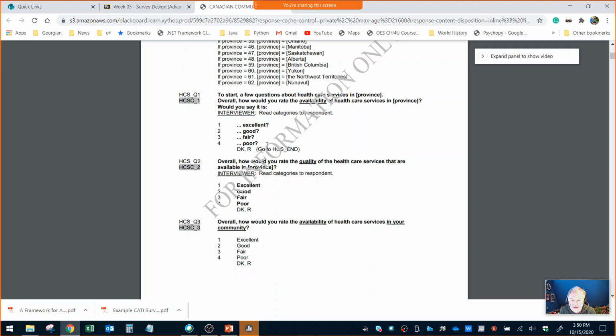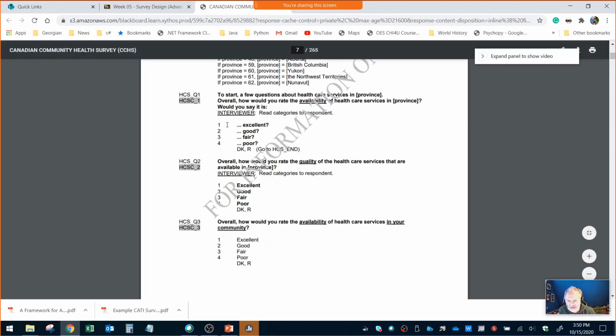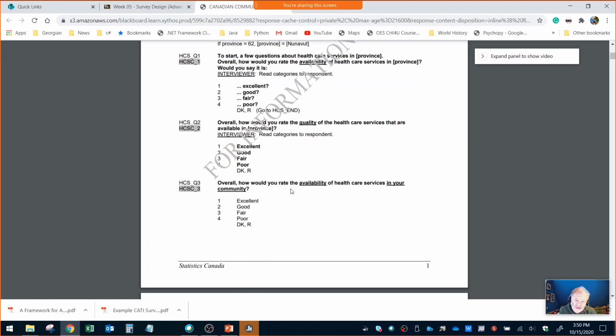Overall, how would you rate the availability of healthcare services in Ontario? Would you say it is, read category to respondent, excellent, good, fair, poor? Don't know. And then they'd give a score of 1, 2, 3, or 4, and that was how you would do it in SPSS. Overall, how would you rate the quality of the healthcare services that are provided in Ontario? Excellent, good, fair, poor. And they would go through the survey, right?